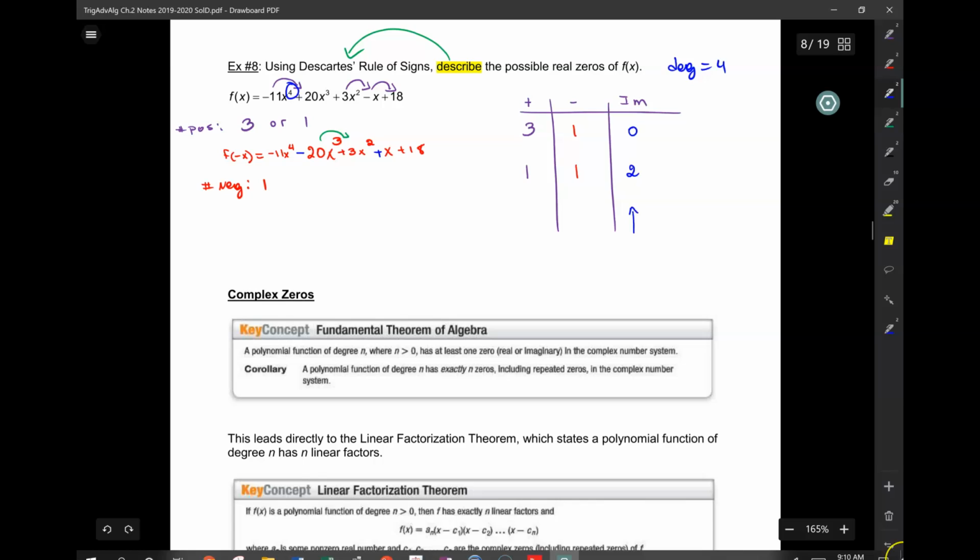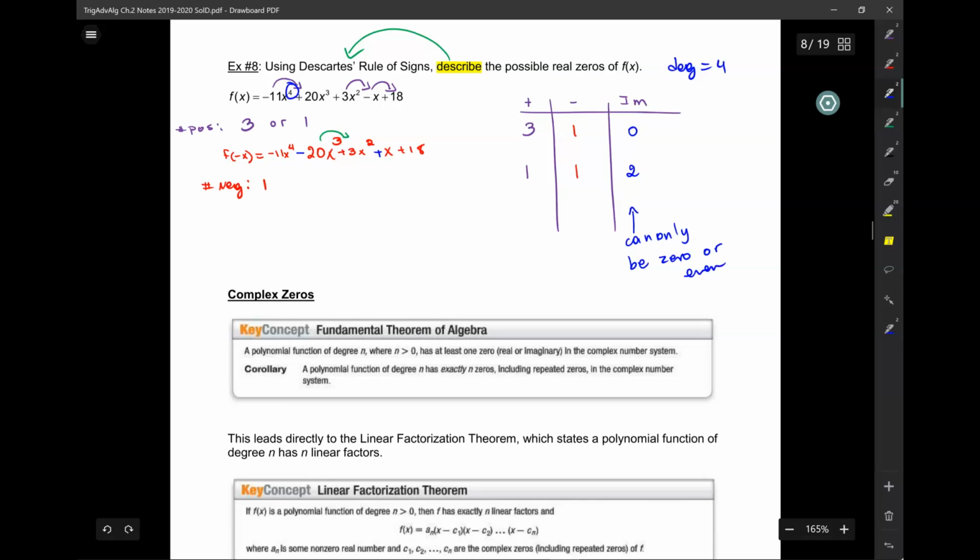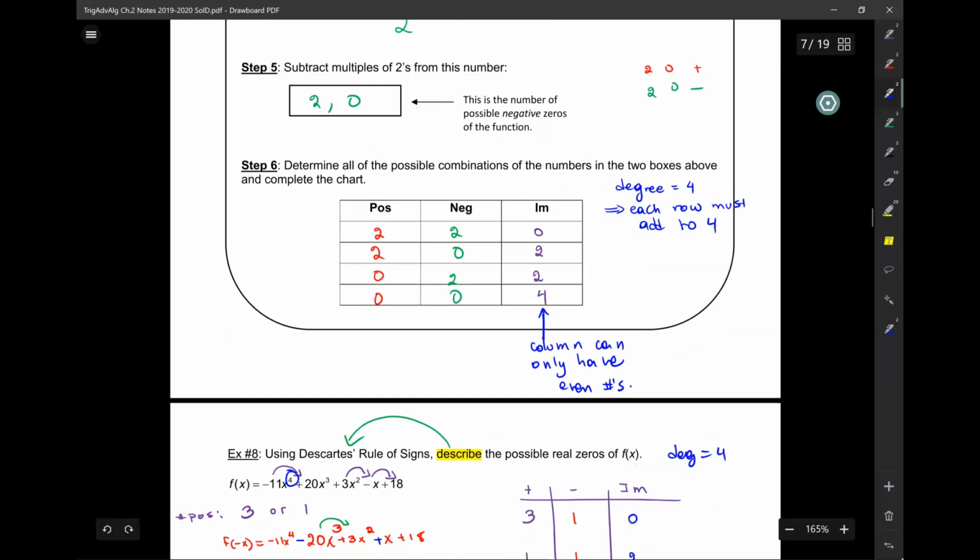Again, you see that this column can only be 0 or even. It can never be odd. Okay, that's Descartes' rule of signs. We can never tell from the very beginning how many rows this is going to have. So here we had 2 rows, up here we had 4 rows.